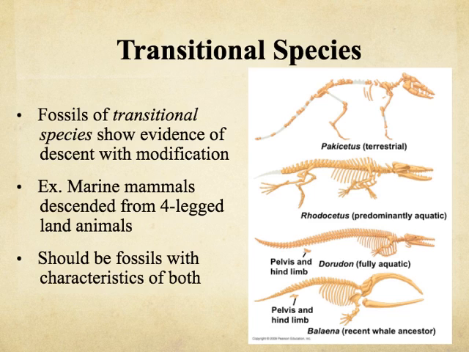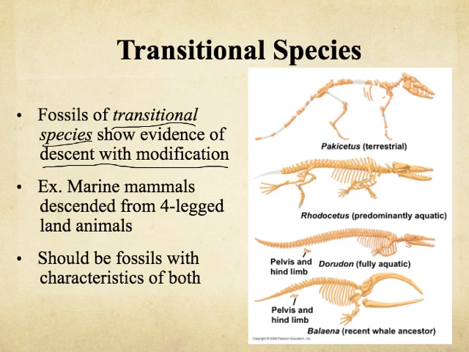So let me give you an example here. So the fossil record often shows transitional species, which is a species that links an old extinct species with one that exists today. And they often show Darwin's theory of descent with modification. They show how changes are made slowly over time, over many, many generations.